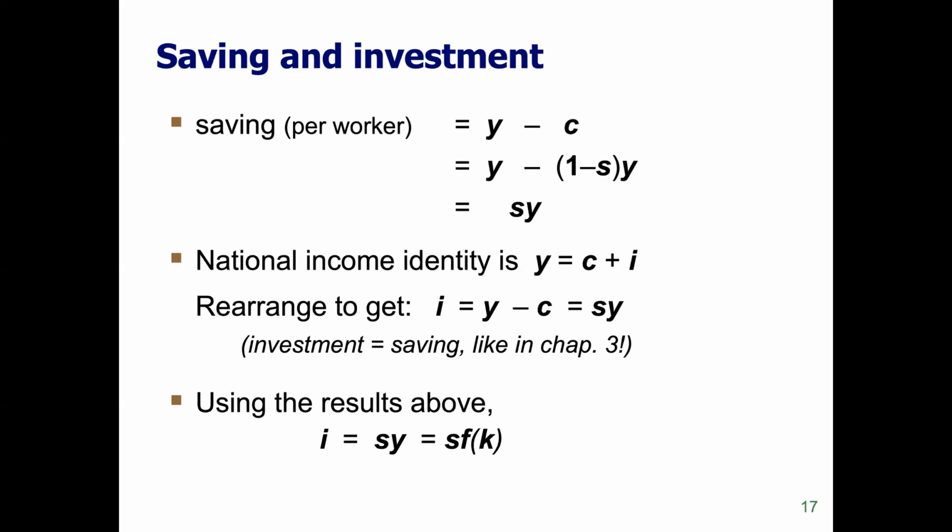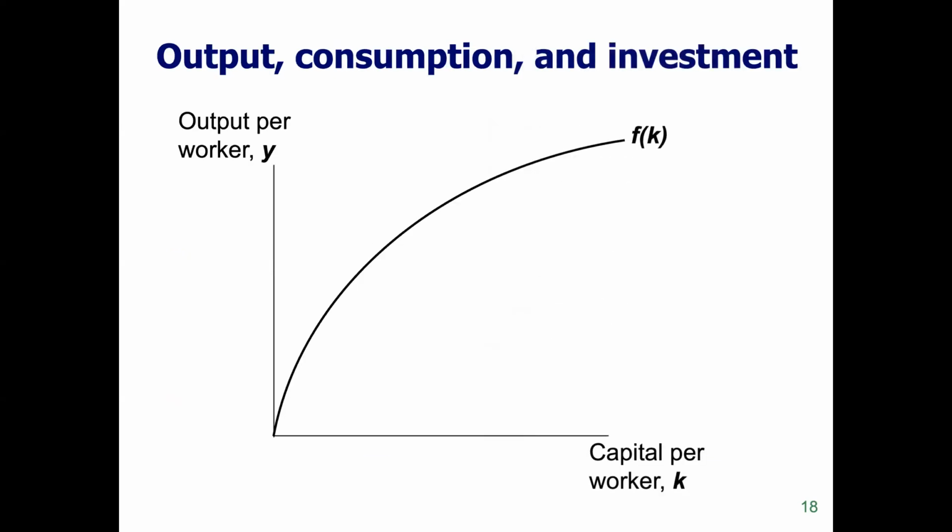So now let's make another interesting move. Investment per worker is equal to the saving rate times output per worker, but we also know that output per worker is little f of capital per worker. Okay, so we can draw a picture of that. There's little f of capital per worker.